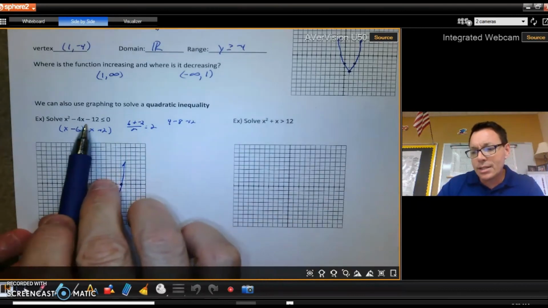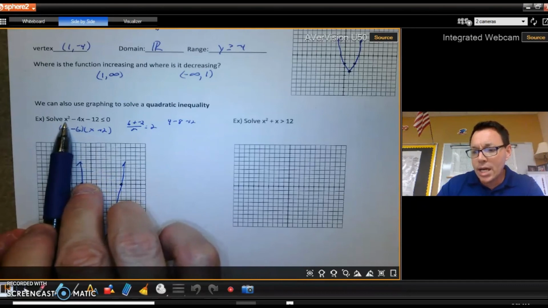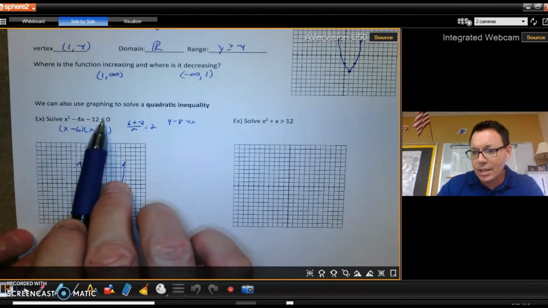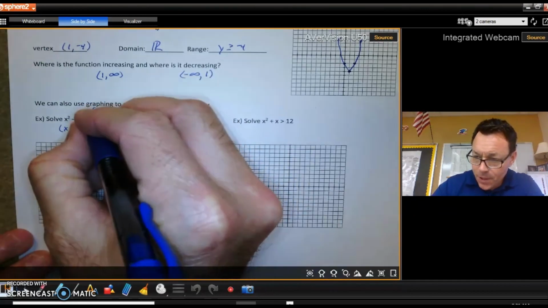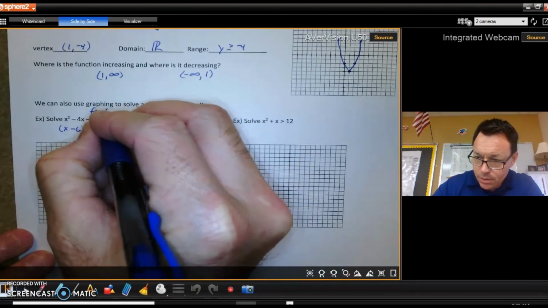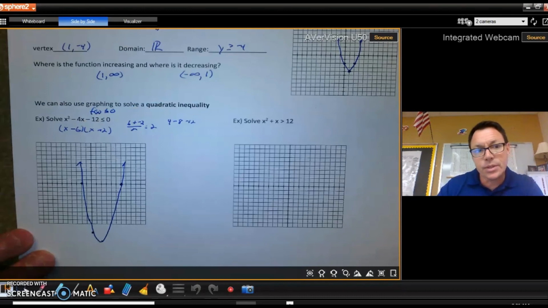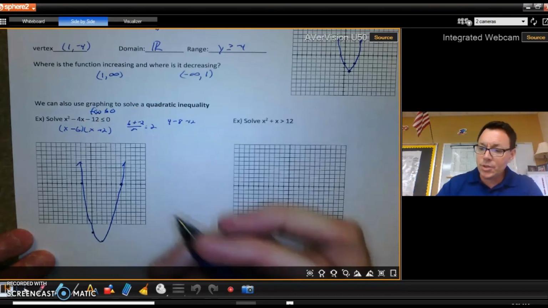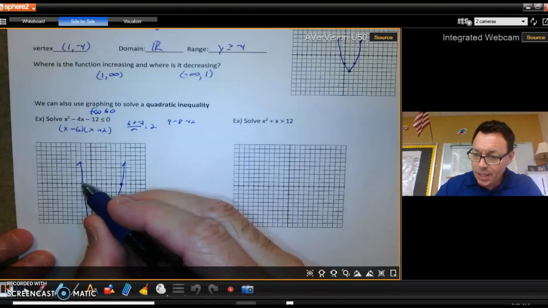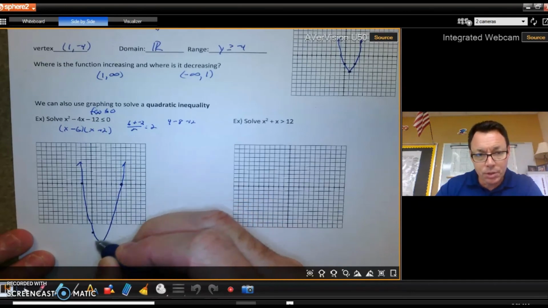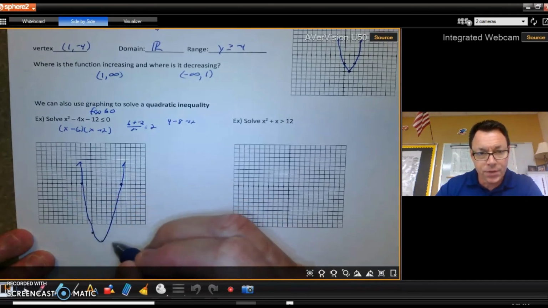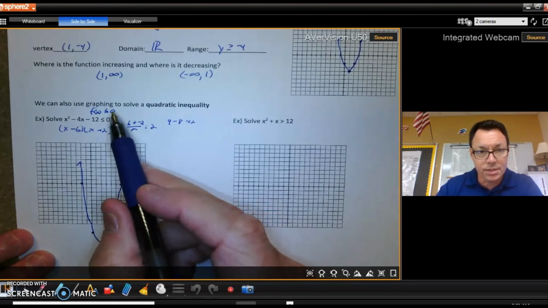So let's go back and let's look at the question. Where is this graph less than or equal to 0? Where is the function less than or equal to 0? We did that last chapter. Everything from here to here, the function is below the x-axis. The function is negative, which is what less than 0 means.